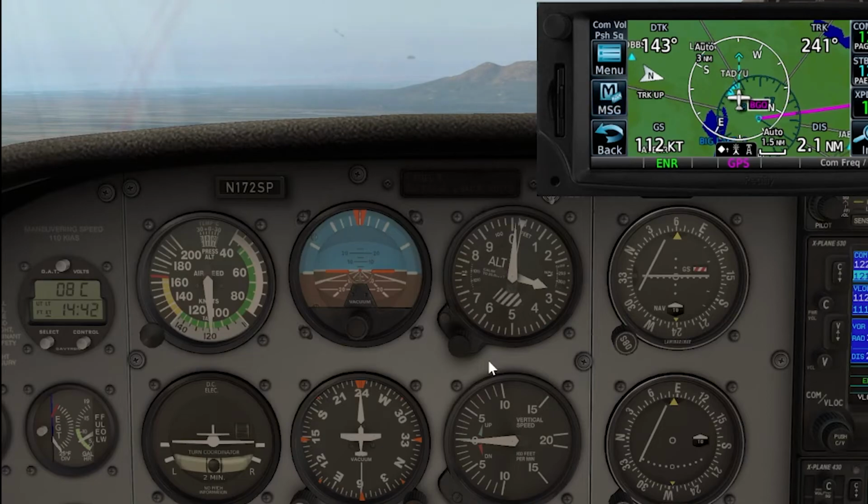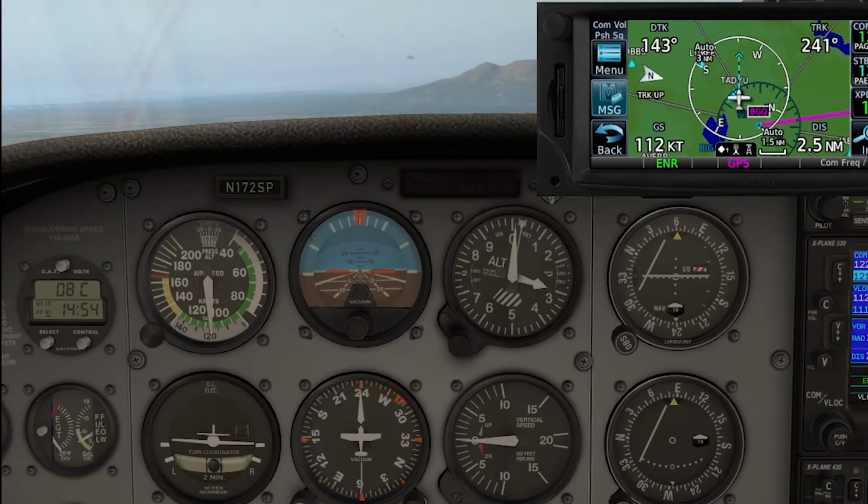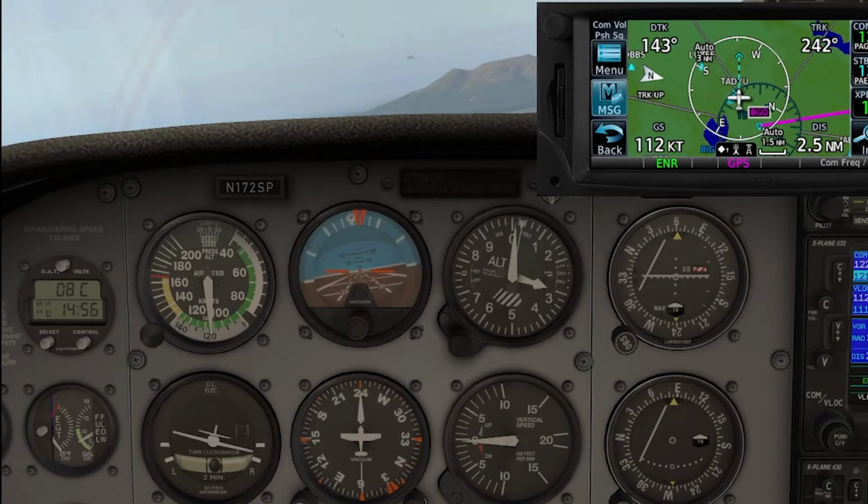Anchorage Approach, Cessna 172 Sierra Papa is established on the 240 radial hold of Big Lake VOR, 3000. Here comes that 1350, so we can now start our right-hand turn to 060.